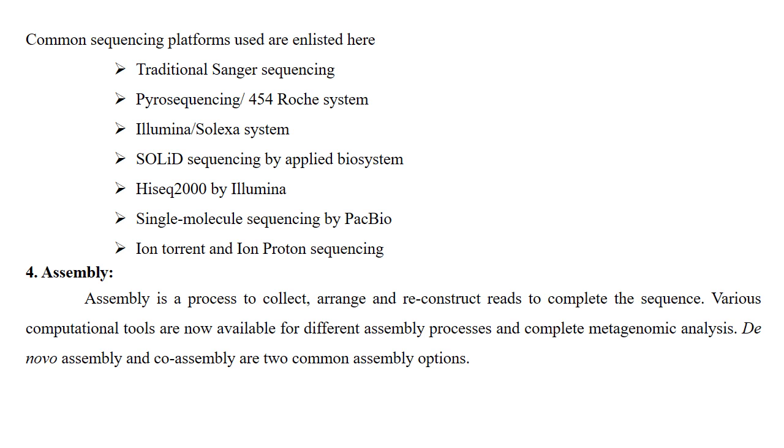The fourth step is assembly. It is a process to collect, arrange and reconstruct reads to complete the sequence. Various computational tools are available now for different assembly processes and complete metagenomic analysis. The two commonly used assembly options are de novo assembly and co-assembly.